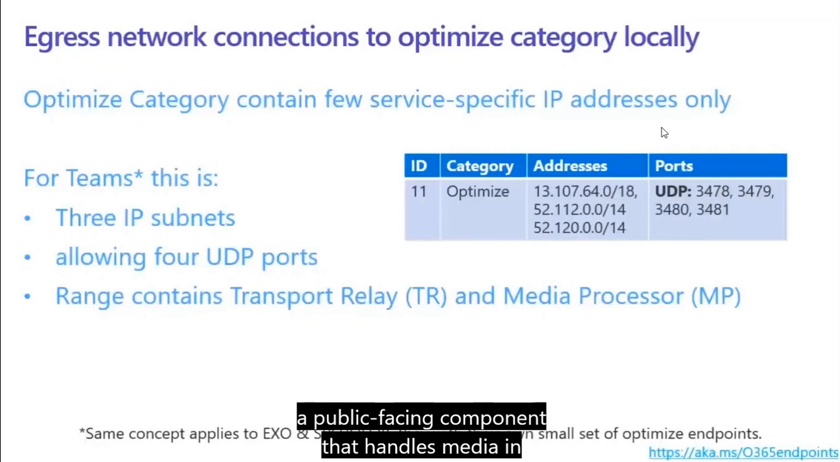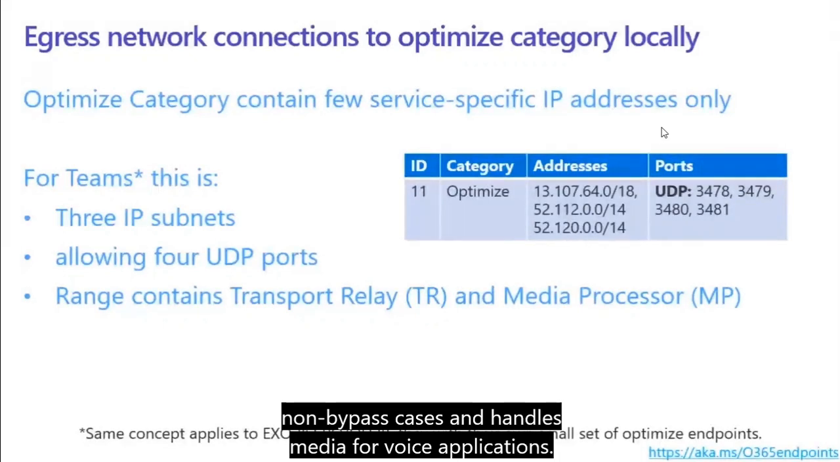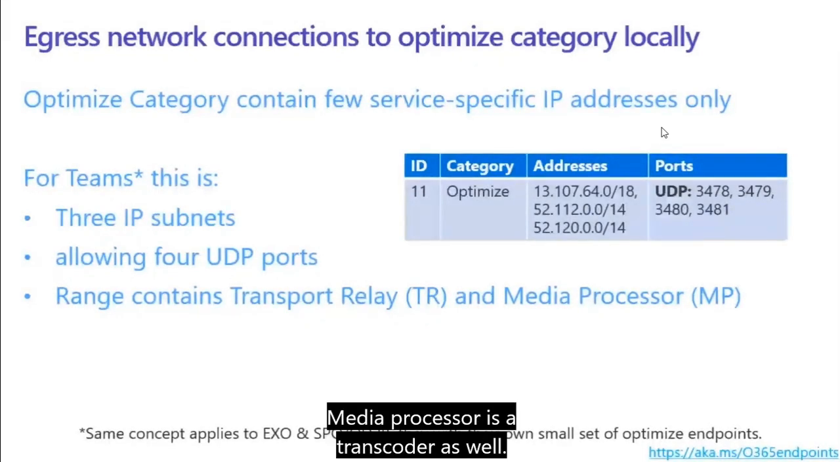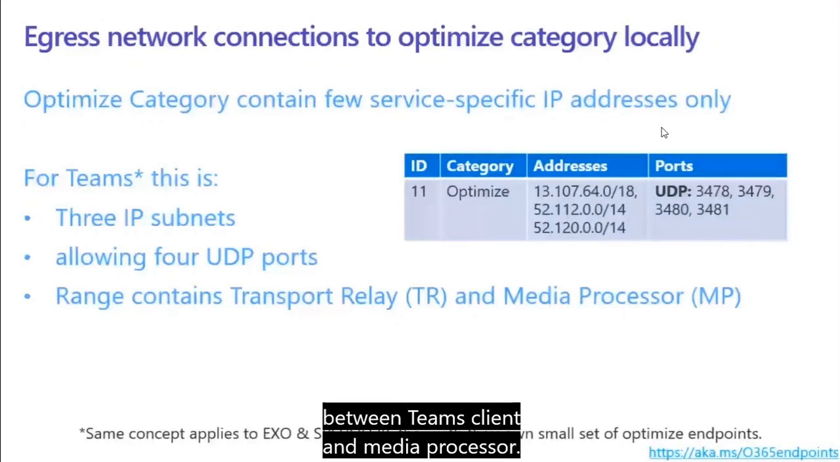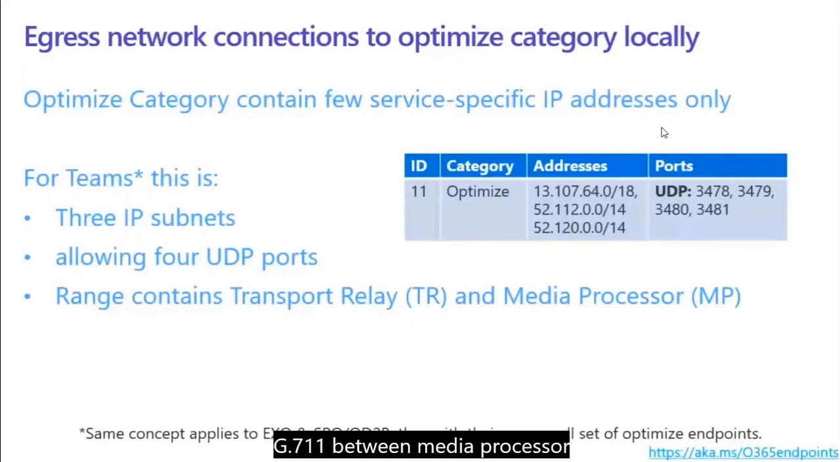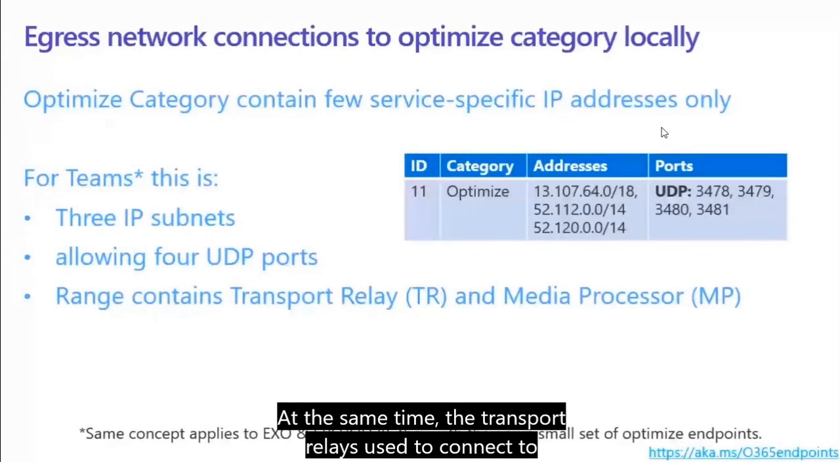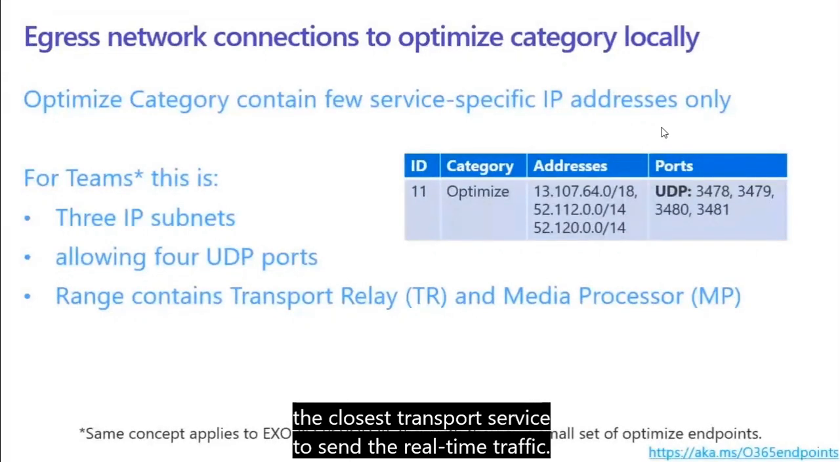The media processor is a public-facing component that handles media in non-bypass cases and handles media for voice applications. The media processor is a transcoder as well. It can do the transcoding like Silk between the Teams client and the media processor. It can do the transcoding from Silk to G711 between the media processor and the session border controllers. At the same time, the transport relay is used to connect to the closest transport service to send the real-time traffic.